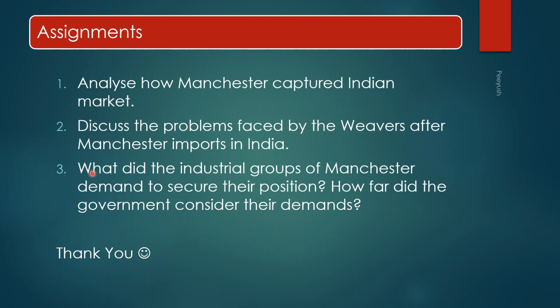Now the next is, what did the industrial groups of Manchester demand to secure their position? What did they demand from the government, and what did they persuade the English East India Company to do? How far did the government consider their demands? Of course, the government considered their demands, and what happened we discussed. You need to write it.